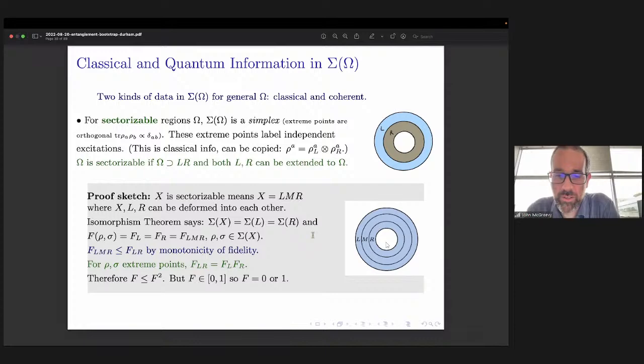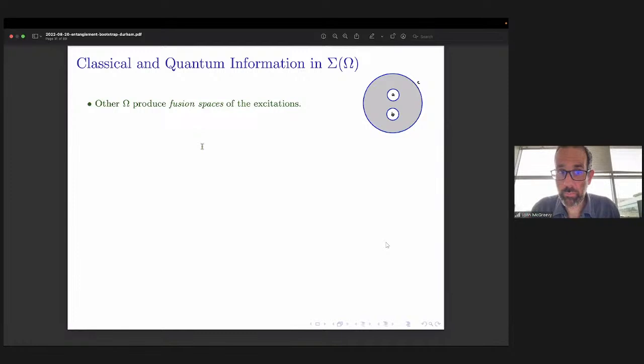Okay, so the other possibility besides a sectorizable region: if the region is not sectorizable, then there's a possibility that it stores quantum information, genuine quantum information. And what is that quantum information? You should think of it as the fusion spaces of the excitations. So a good example there is this two-hole disk.